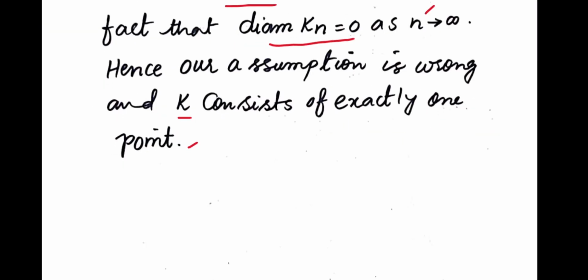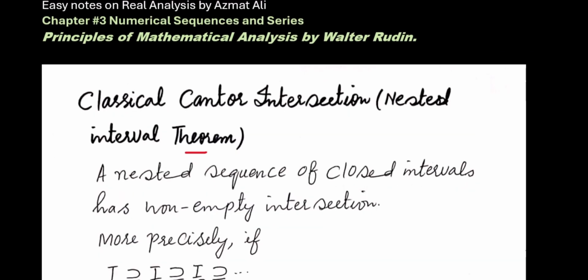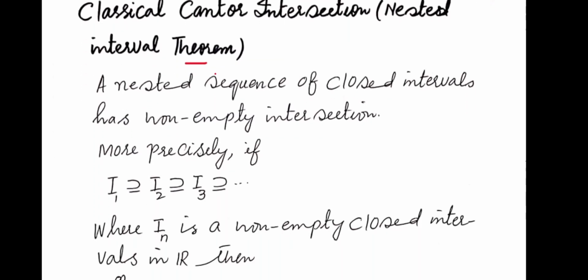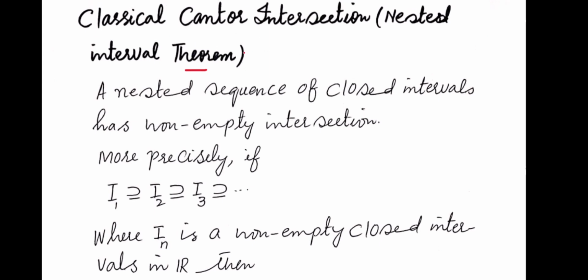Just for your convenience and elaboration, I am discussing here the classical Cantor intersection theorem. Although this is not part of this proof, this is just for your concept. This theorem says a nested sequence of closed intervals has a non-empty intersection. The first word that may confuse you: what is meant by the nested sequence?